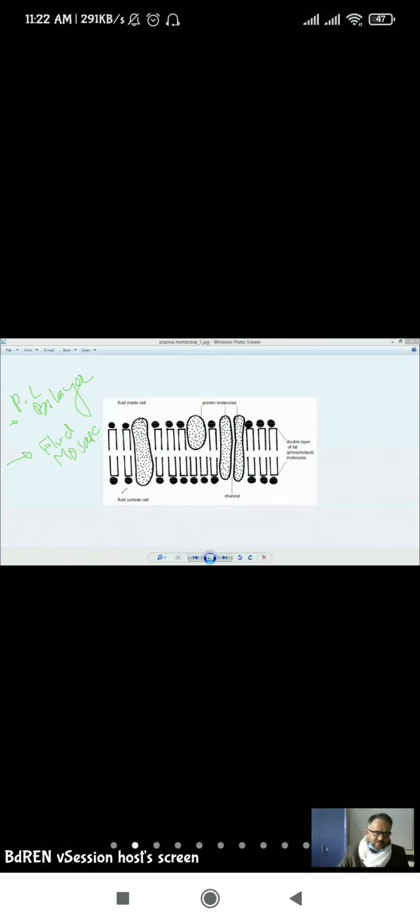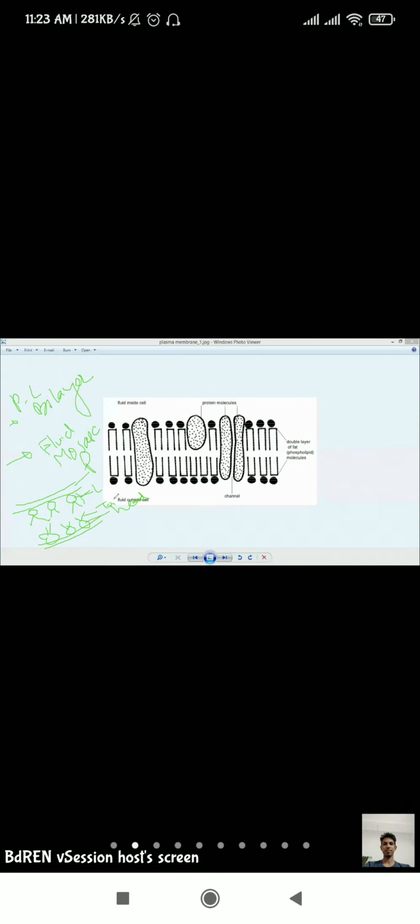I have tried to draw some figures here. In the first theory, outside is a continuous protein layer, and inside is also a protein layer, and inside that is the lipid layer. So the outer layer is the protein, and the inner layer is the lipid. This is the protein-lipid bilayer plasma membrane, basically the structural unit. On the outer side the protein, and on the inner side the lipid.